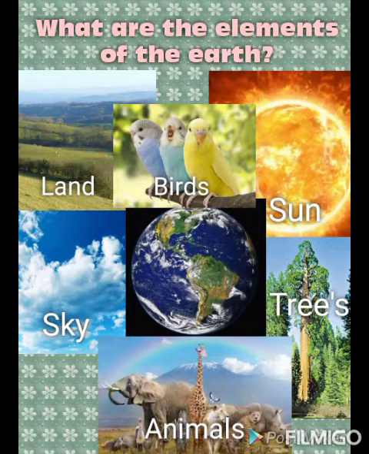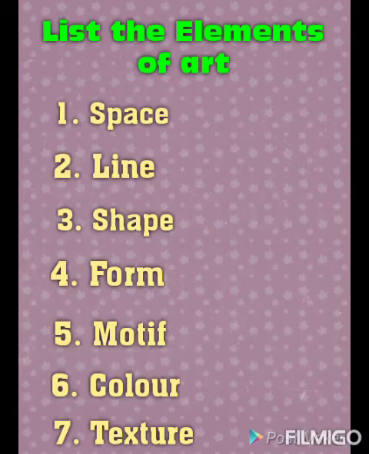Okay, let's take a look at the elements of design. We're going to be looking at the following elements of design. Number one, space. Number two, line. Number three, shape. Number four, form. Number five, motif. Number six, color. And number seven, texture.